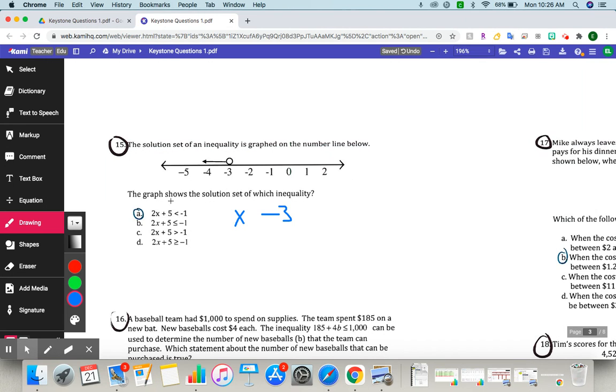So right away we know with the open circle we should eliminate these symbols that include equal to. And since our solutions are less than -3, we would choose this symbol. And notice that matches up to the symbol in A.